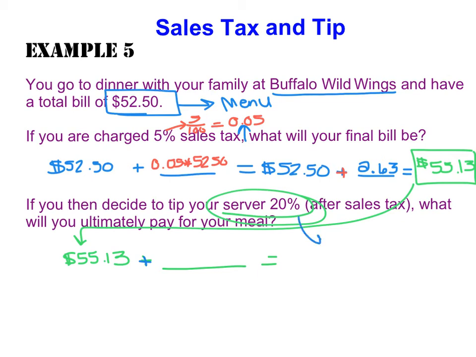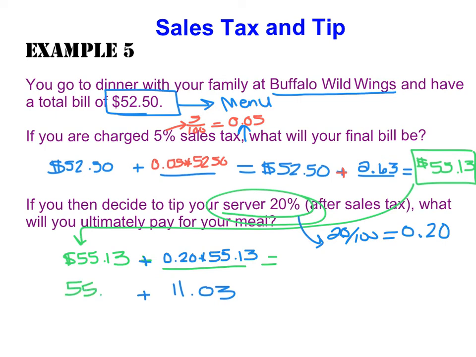So again, to begin, we're going to take 20% and turn it into a decimal by taking 20 divided by 100, which is 0.20. So I'm going to take 0.20 and multiply it by 55.13 because that is what my bill is currently at with its sales tax. So to find 20% of 55.13, I take 0.2 and multiply it by 55.13. And what I find is that that tip is approximately $11.03.